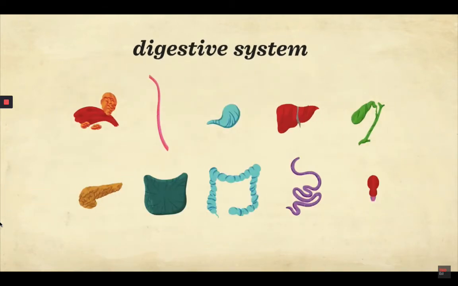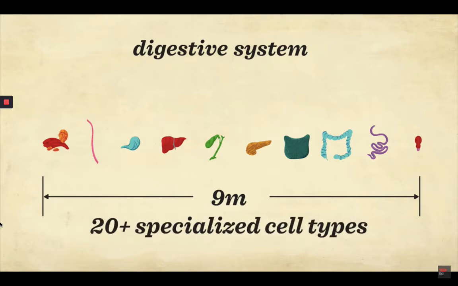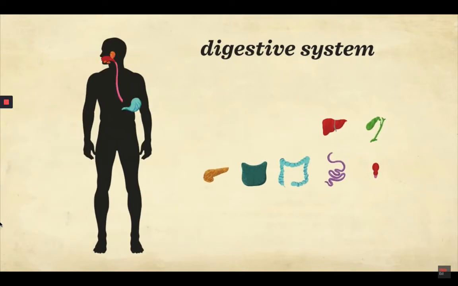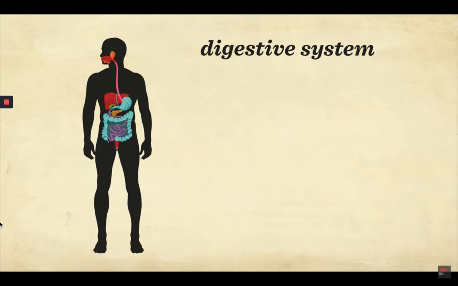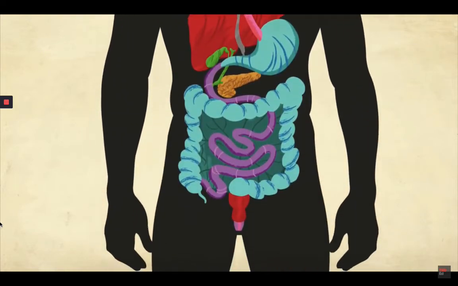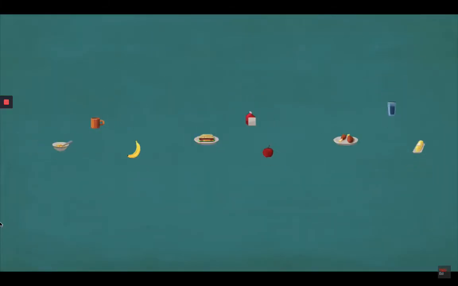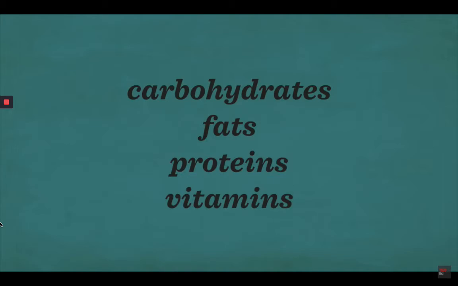Comprised of 10 organs, covering 9 meters, and containing over 20 specialized cell types, this is one of the most diverse and complicated systems in the human body. Its parts continuously work in unison to fulfill a singular task, transforming the raw materials of your food into the nutrients and energy that keep you alive.